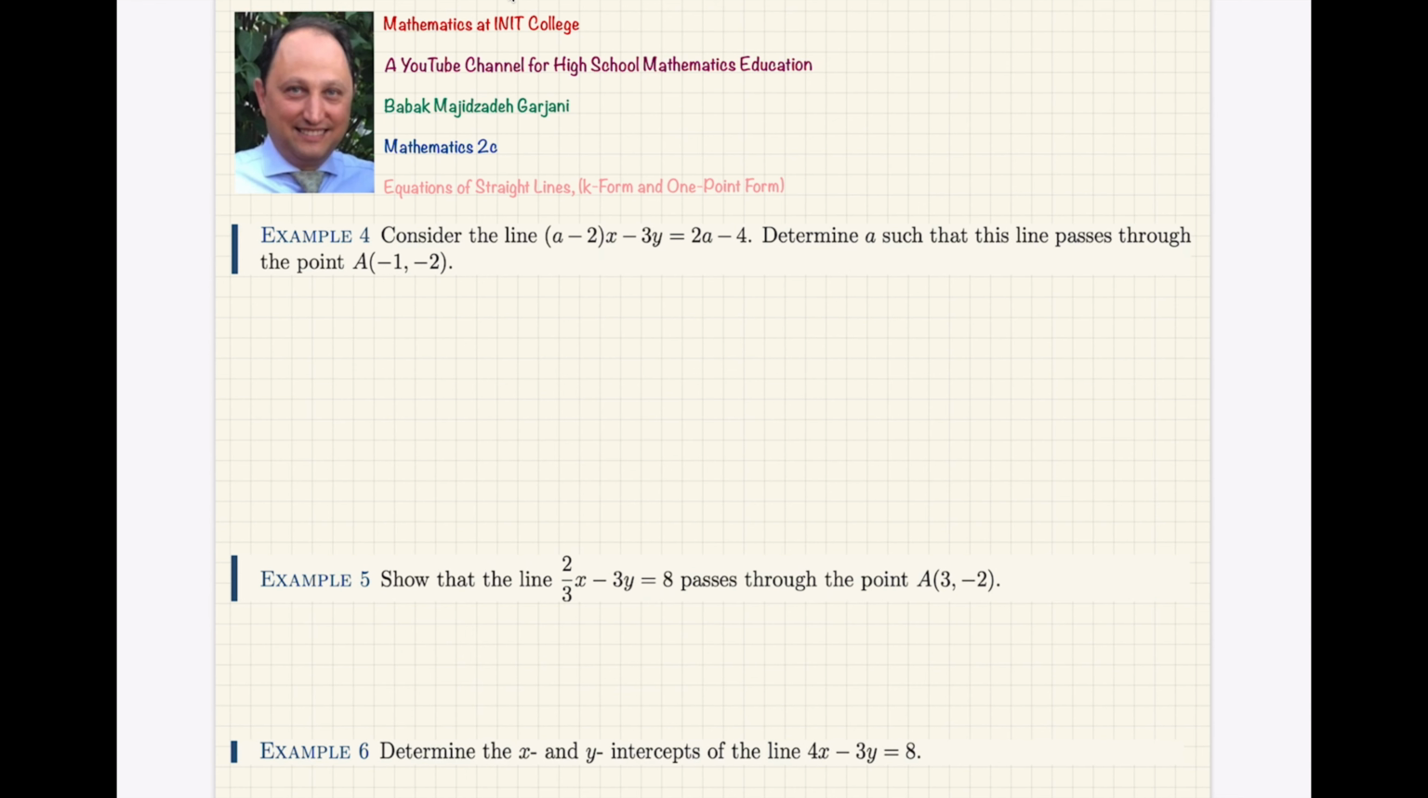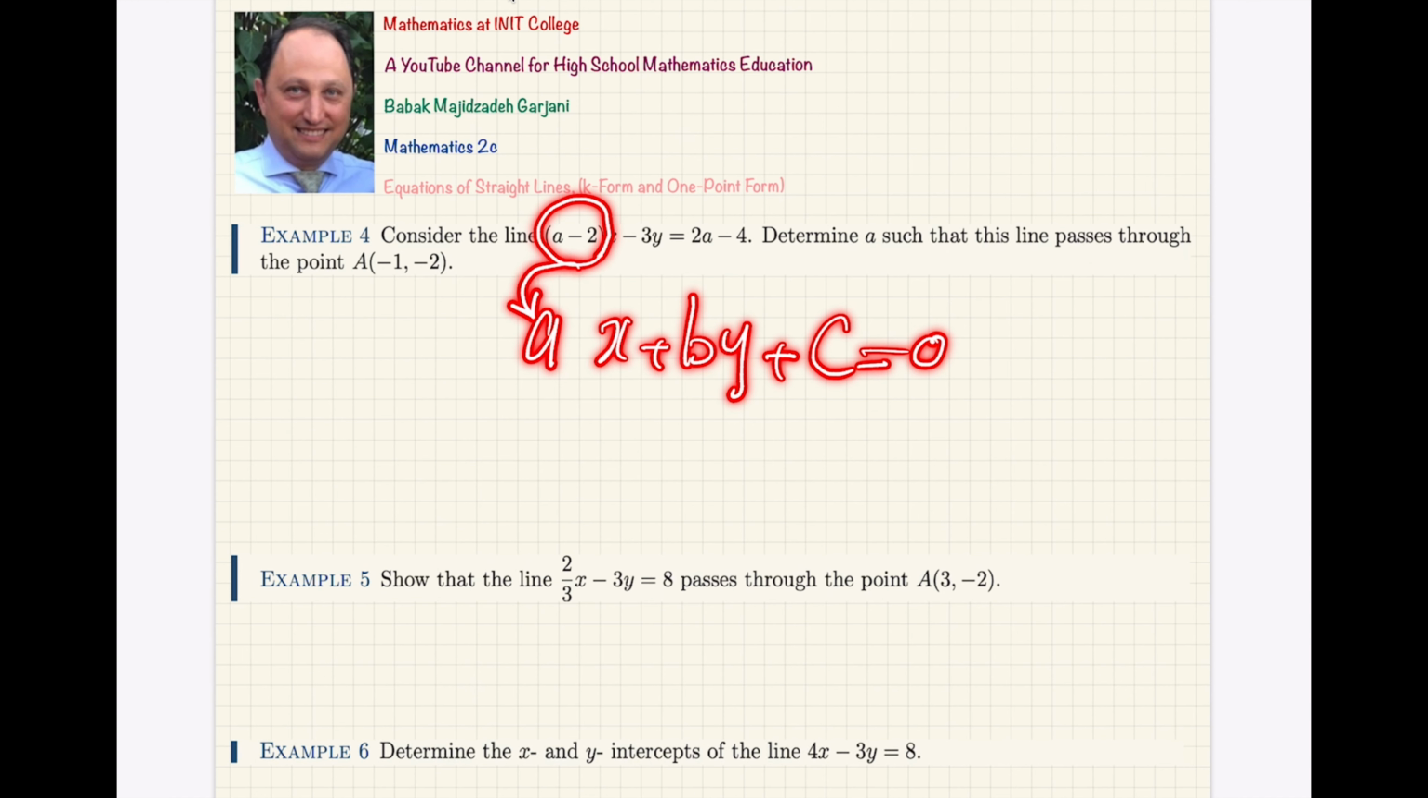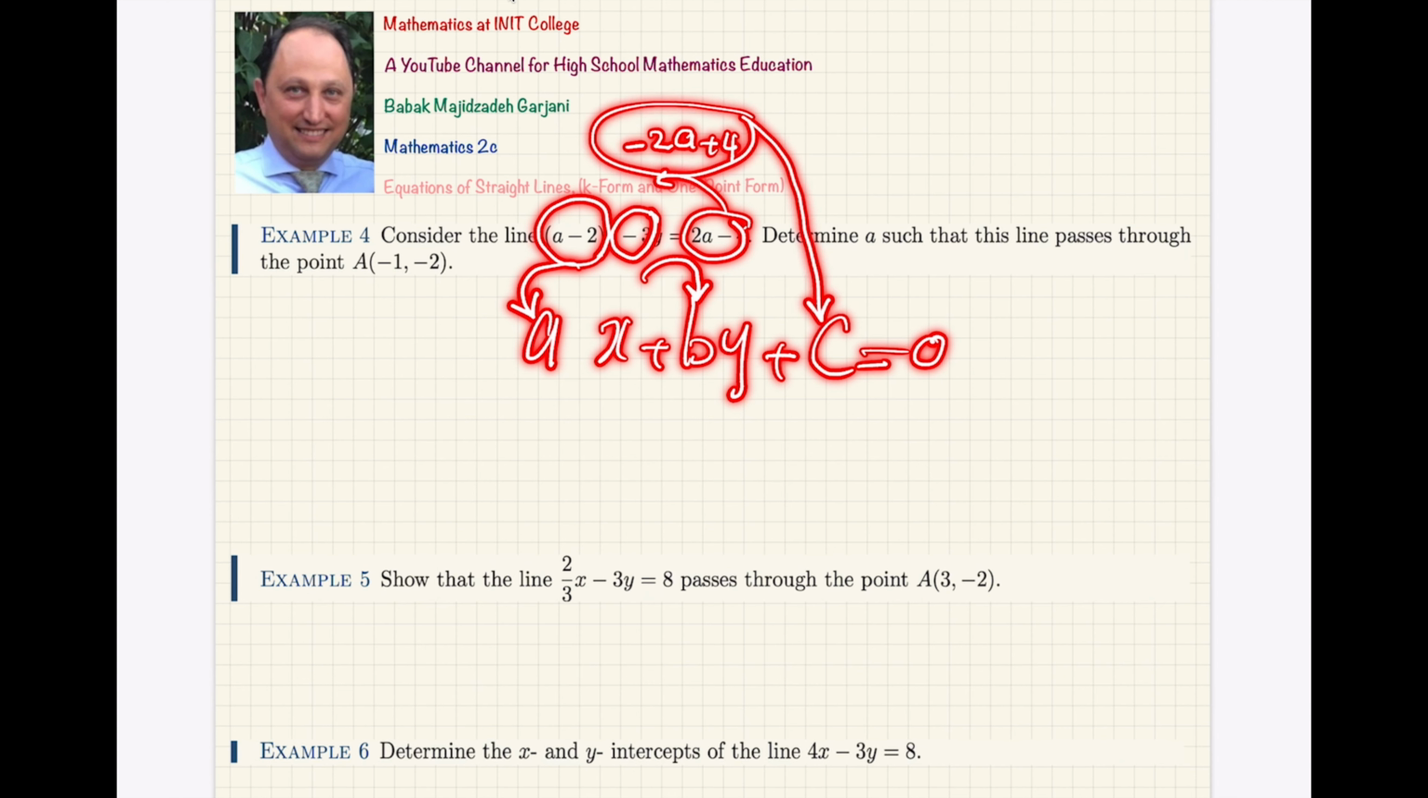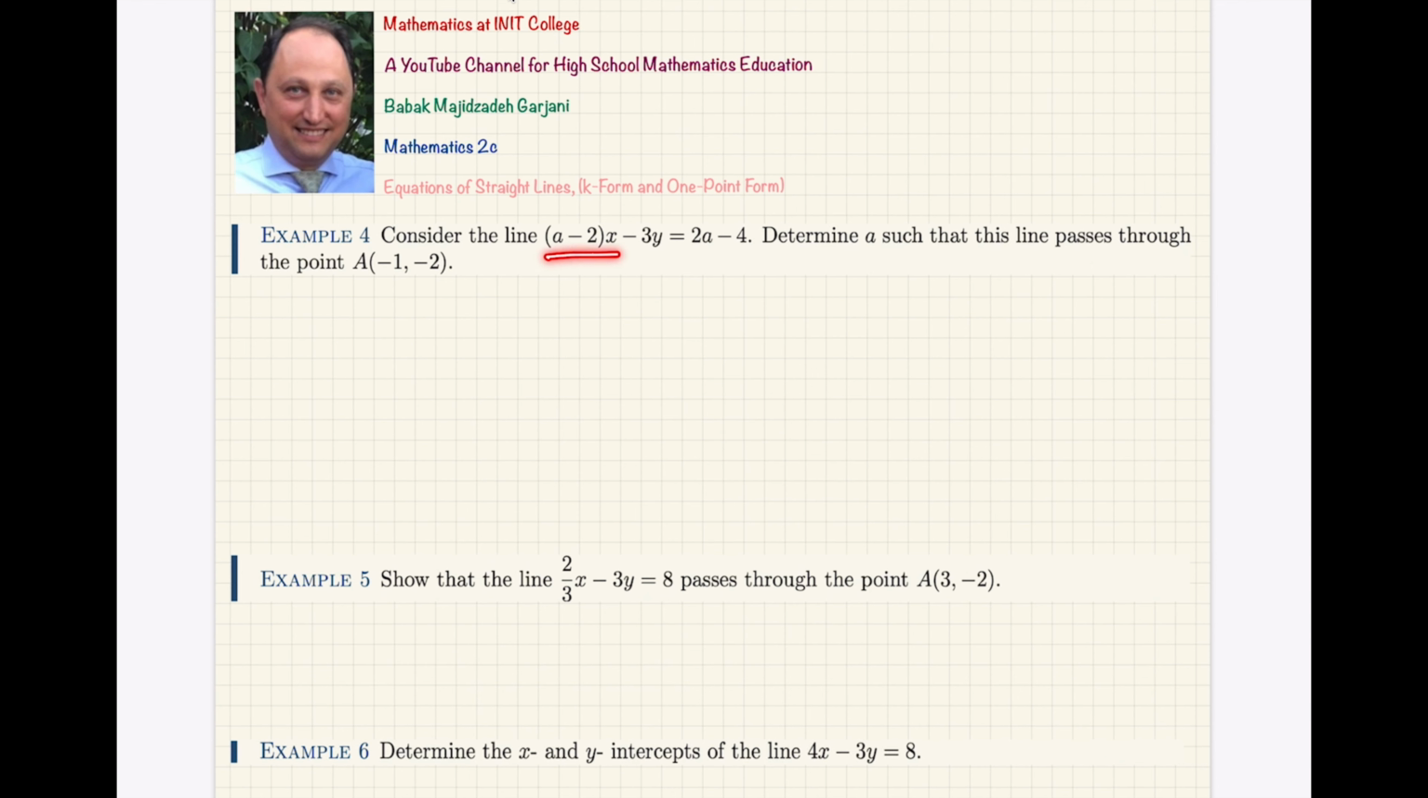If you compare this with this scenario, so let me just write it for you: ax plus by plus c equals 0. Here, minus 2 is playing the role of this a, minus 3 is playing the role of this b, and if I move this to the left hand side, it becomes minus 2a plus 4, this will play the role of this c. So it should be a matter of seconds to recognize that this equation is an equation for a straight line. Now this question is asking, determine this unknown value a, such that this line passes through this point.